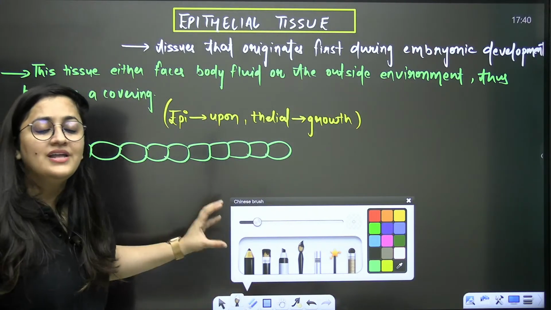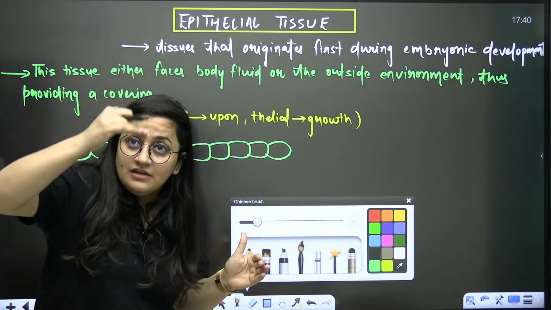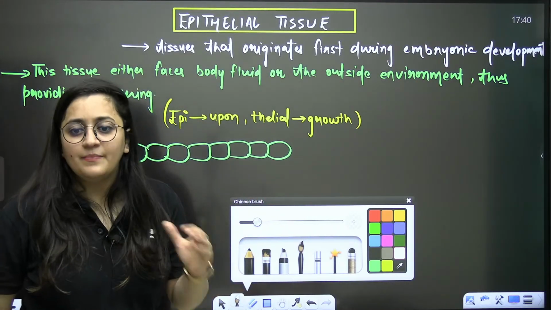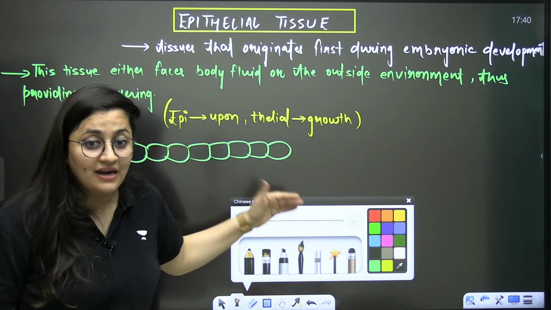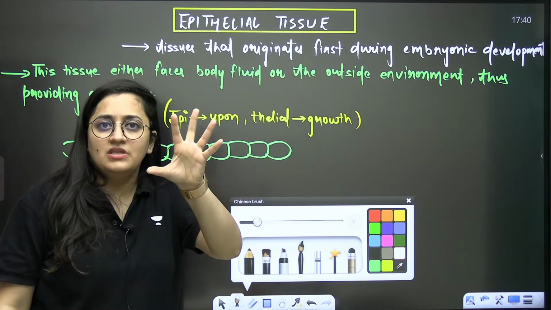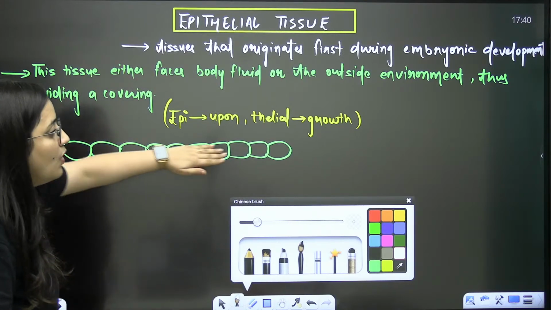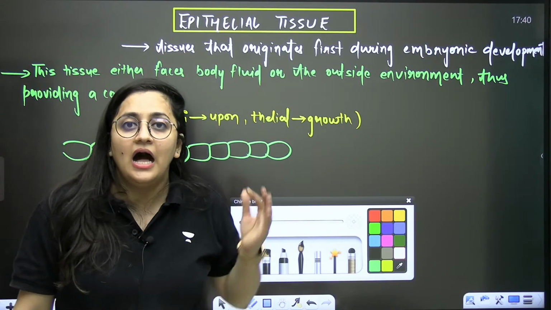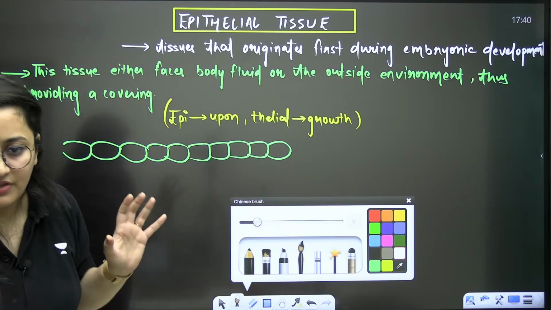Because we do not have intercellular spaces here, you will not see blood supply to this epithelial tissue directly. Nerve supply can be there, some nerve cells can innervate, but blood supply is not there. So how will this structure grow, how will it get nutrition? Now from this diagram everything will be clear to you.